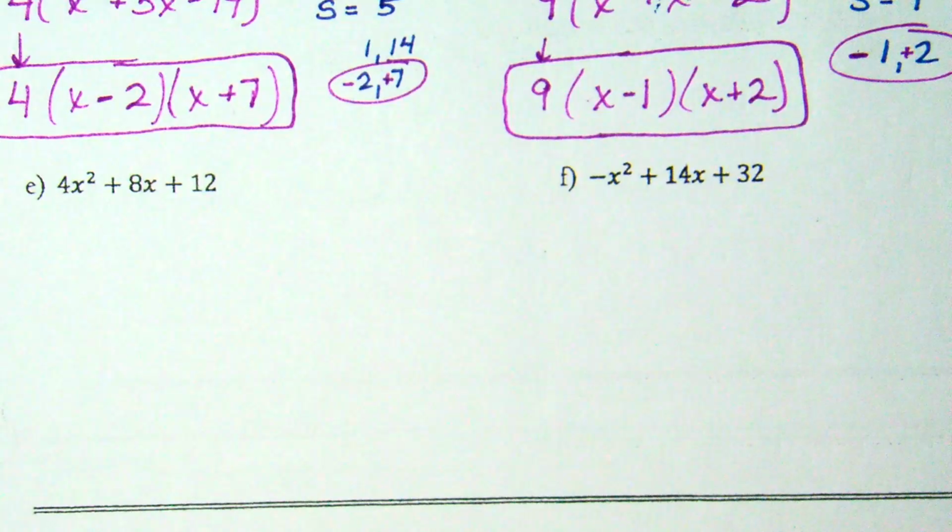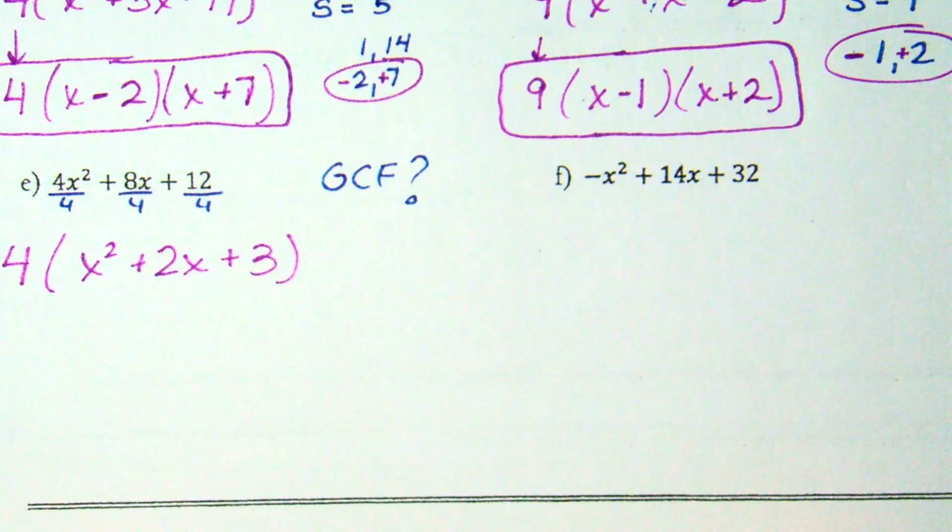Okay, example E. Let's keep moving along. We got lots to do today. 4x squared plus 8x plus 12. First question to yourself. He says 4, meaning he's already checked whether there is a GCF. And the agreement says there's a 4. They all divide by 4. So if they all divide by 4, what goes in the parentheses? X squared plus 2x plus 3.